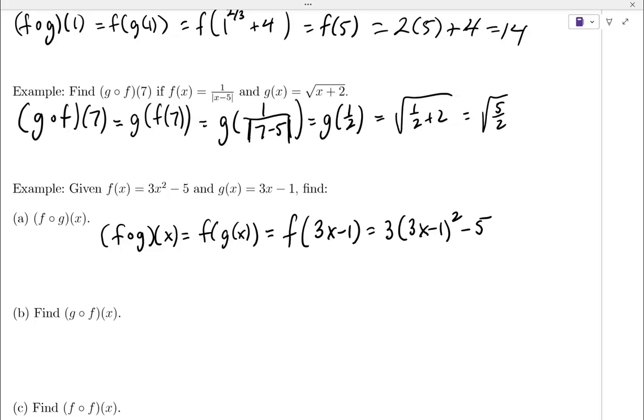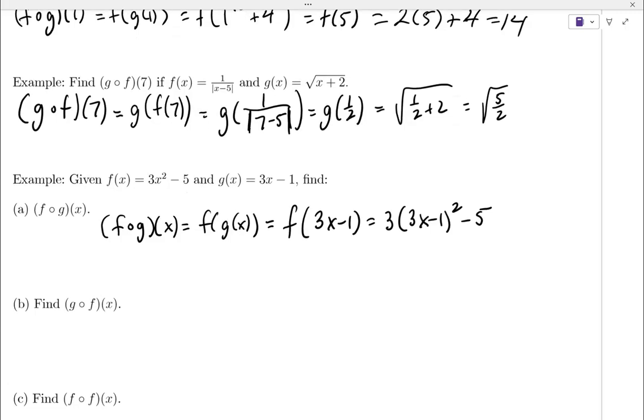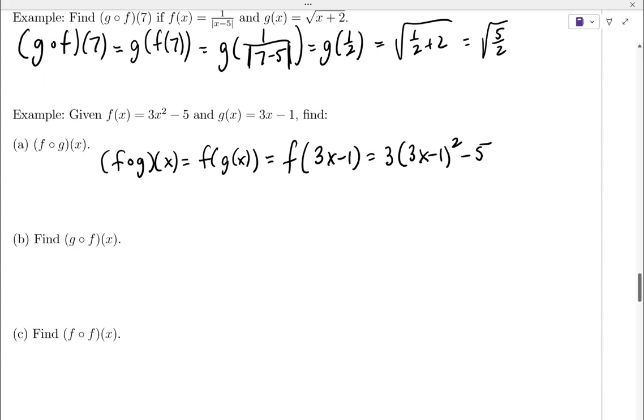That's the composition. You could simplify it. You could multiply out the (3x minus 1) squared, distribute the 3, and subtract the 5 if you want to. But that is the composition. That is what we get. You can multiply it out if you want, but that is the composition. The rest of it's just doing the algebra that you've learned before. What about the other way around?